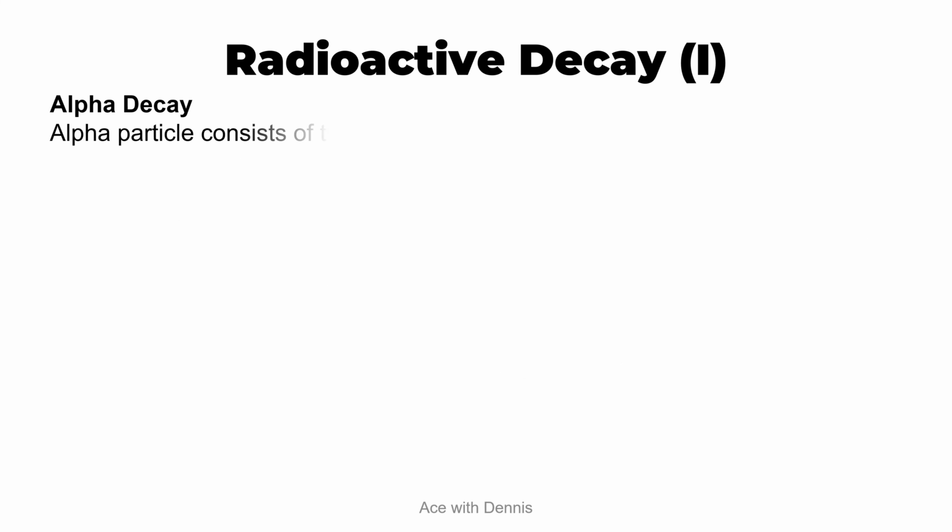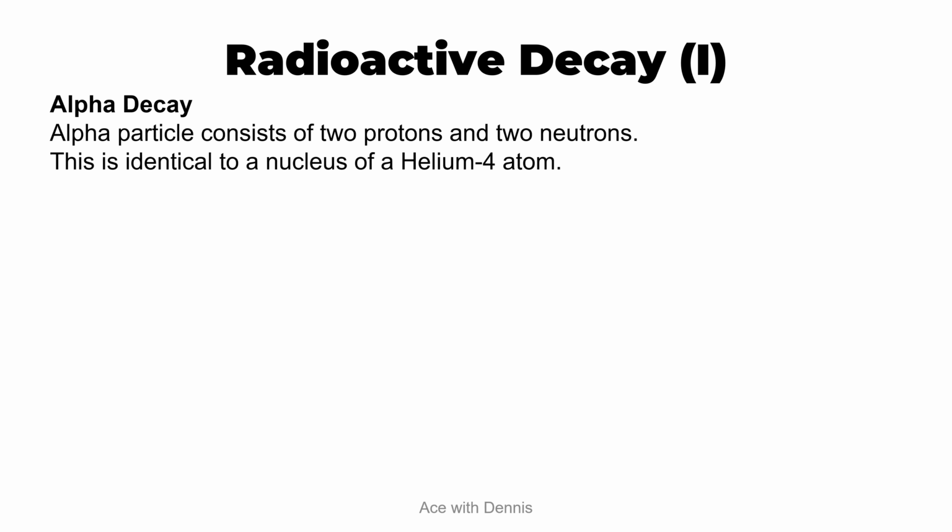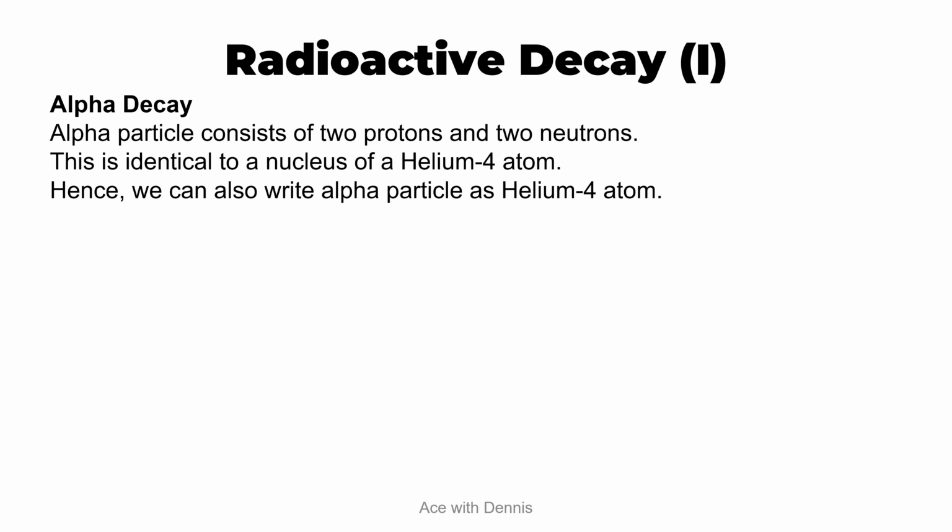Alpha decay. As we learned previously, an alpha particle consists of 2 protons and 2 neutrons. This is identical to a nucleus of a helium-4 atom. Hence, we can also write an alpha particle as a helium-4 atom.